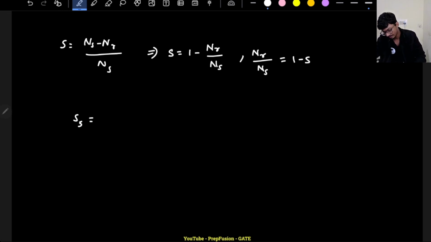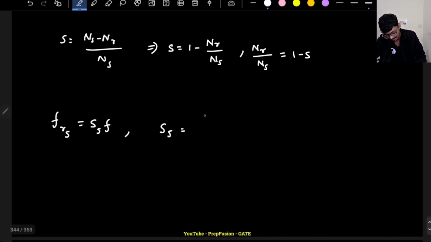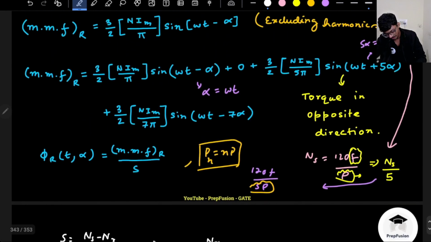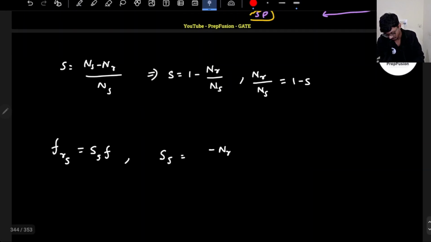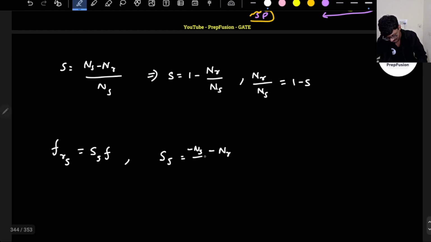So remember, because I want to find out the frequency of the induced EMF for the fifth harmonic, it will be slip s fifth harmonic into f, right? So basically, what will be the slip? Again, remember what is slip? Slip is the relative speed upon the synchronous speed. So what is the relative speed? Remember, Nr will not change. Rotor will rotate with Nr speed only, correct? But if you observe, I told you, the speed is getting reduced by 5, and remember it is in the opposite direction for the fifth harmonic. So that's why it will be minus Ns by 5 divided by Ns, minus Ns by 5.